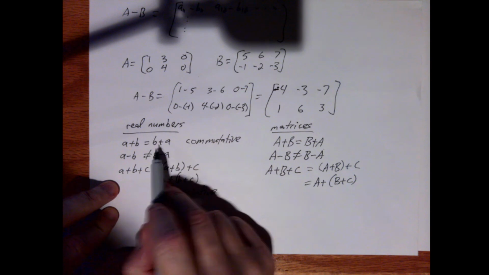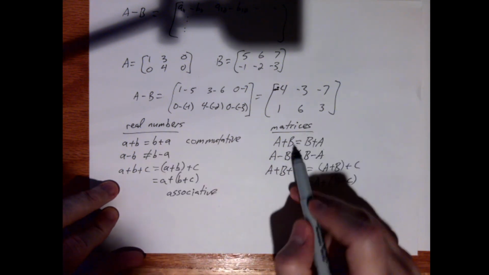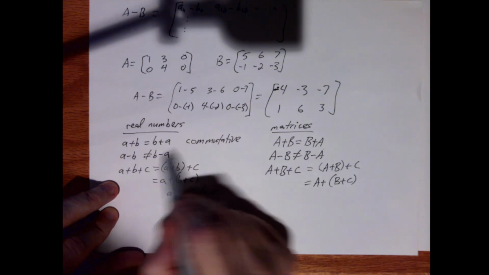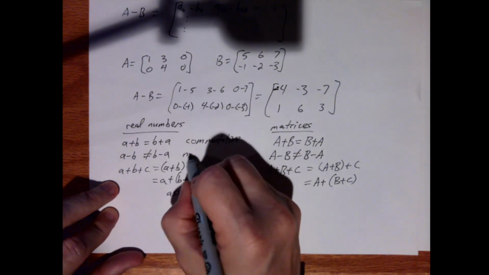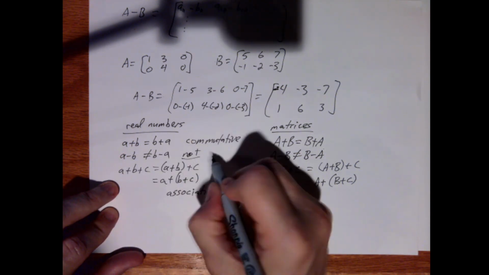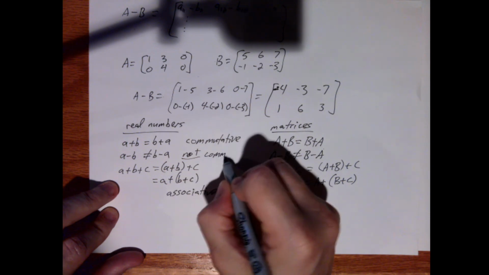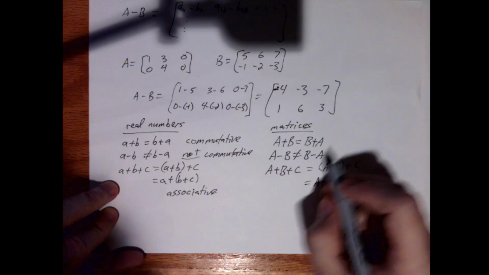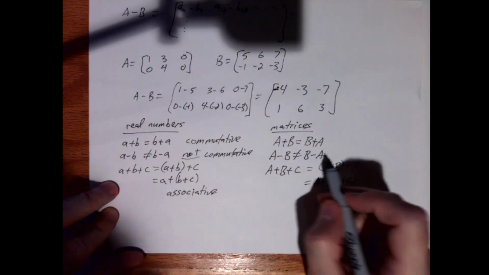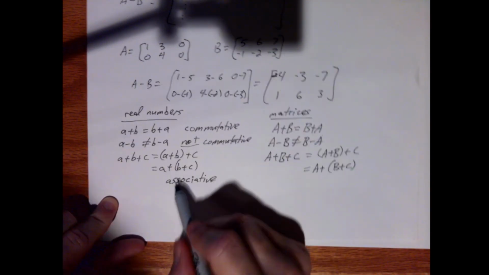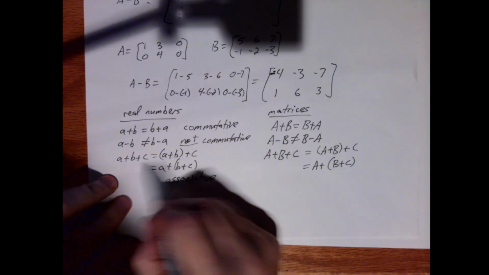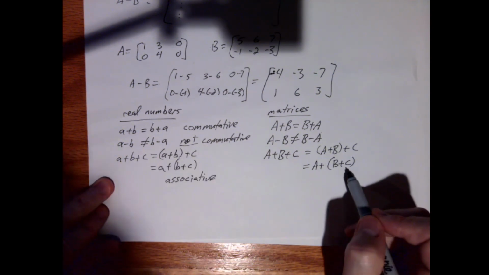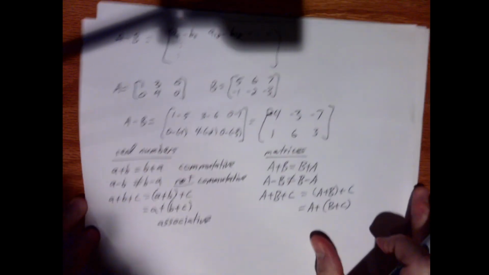Real number addition is commutative. Matrix addition is commutative. Real number subtraction is not commutative. Right? Order matters here. Same is true for matrices. Real number addition is associative. We have to pick two things to add and then add the third thing to it. Same is true here. Okay?